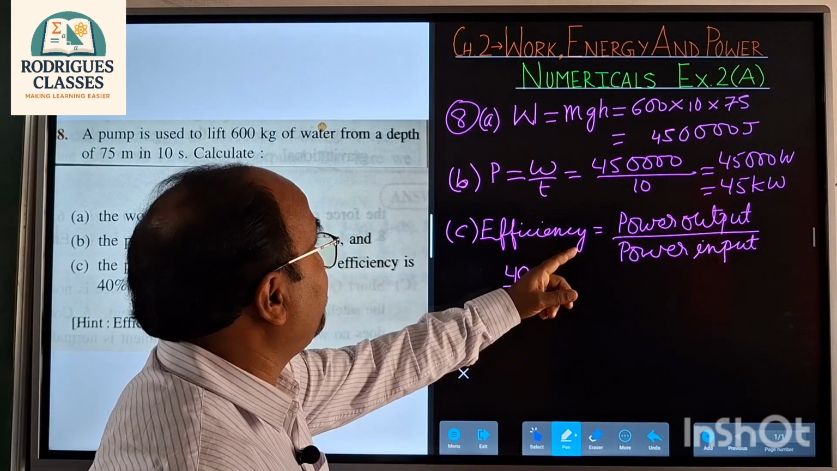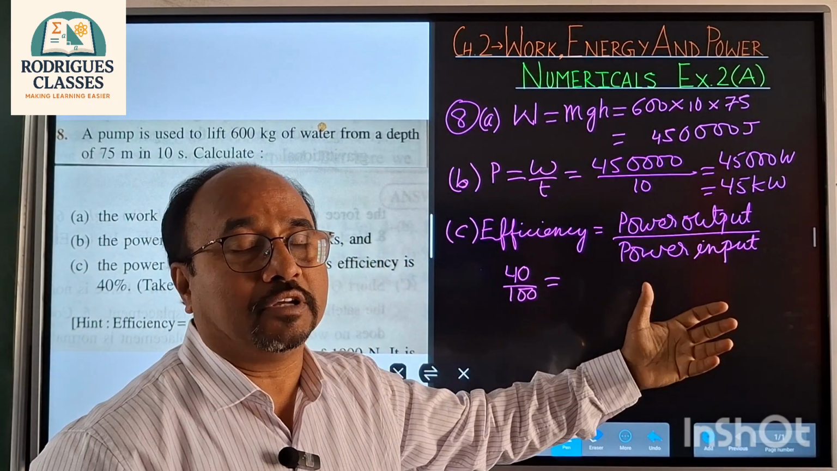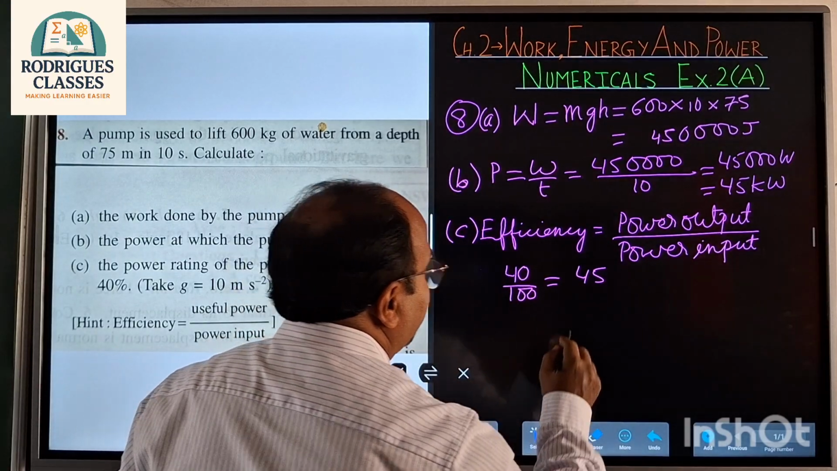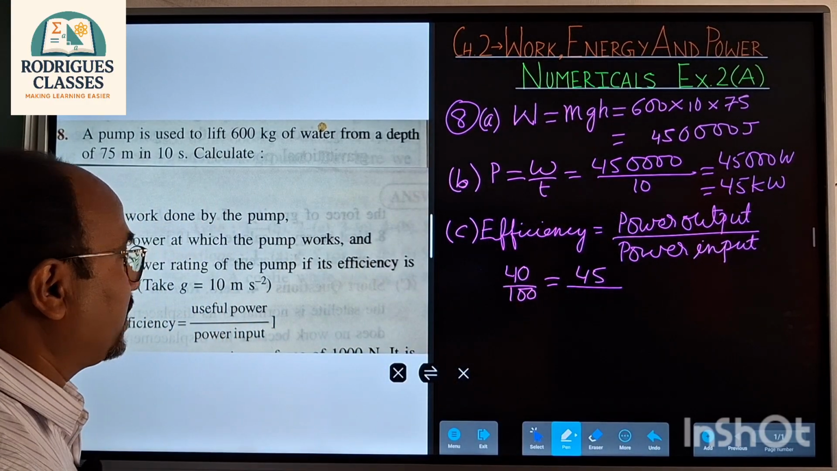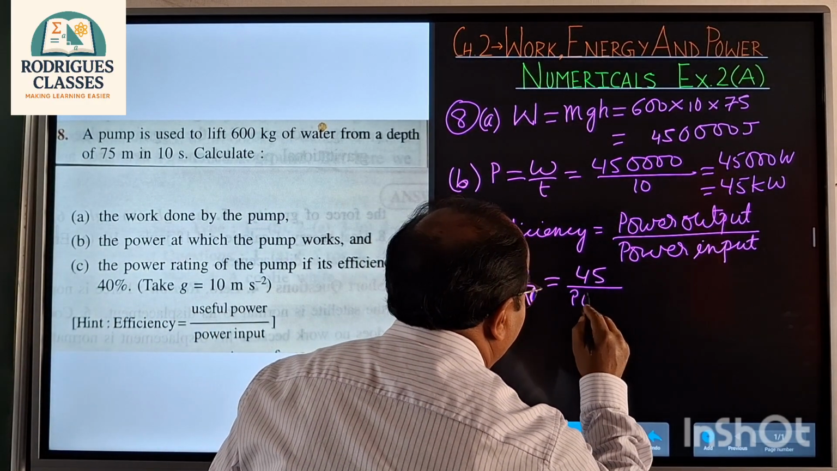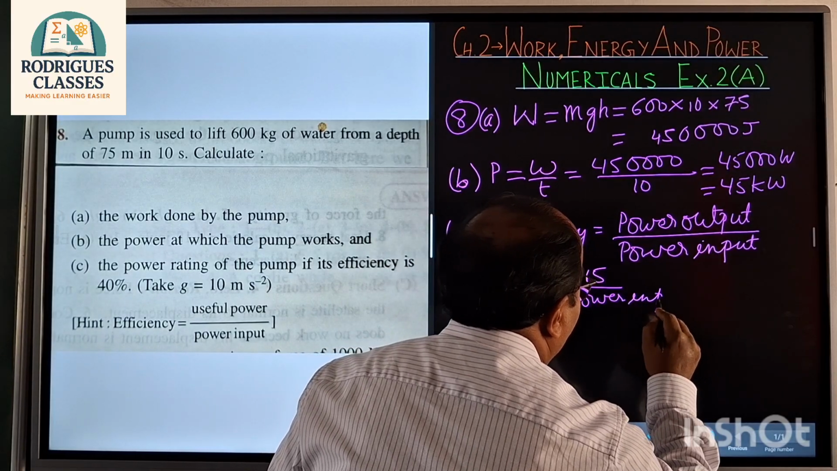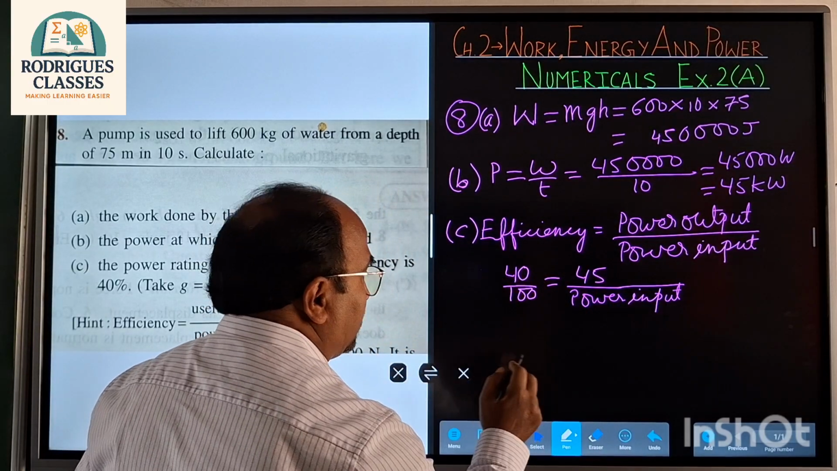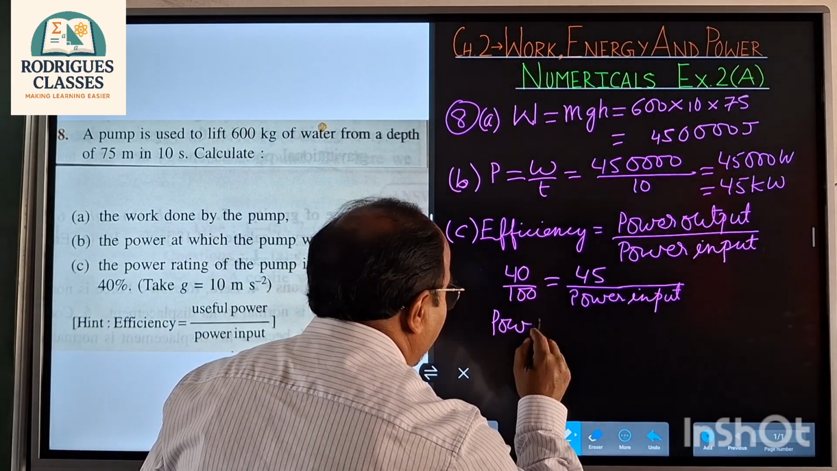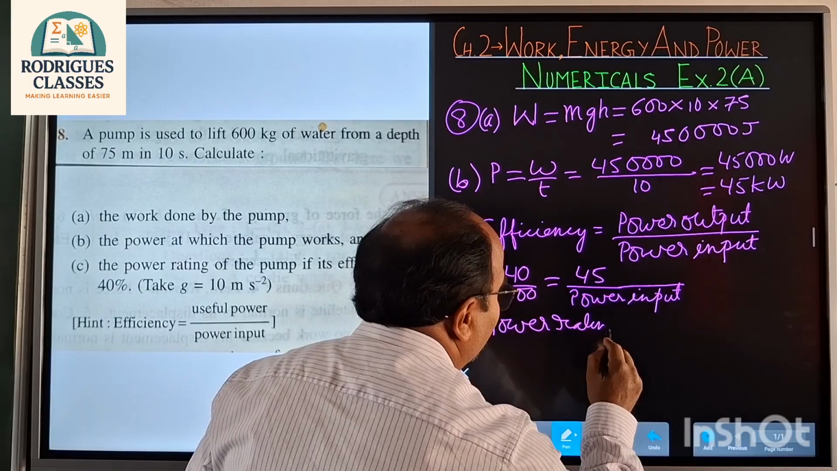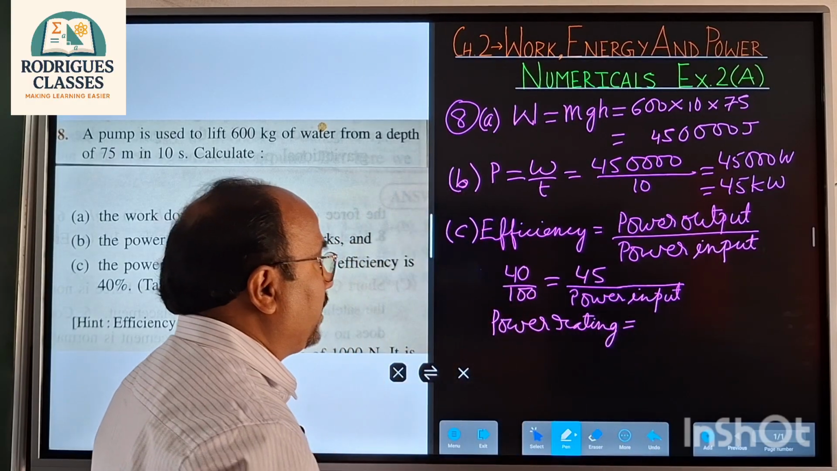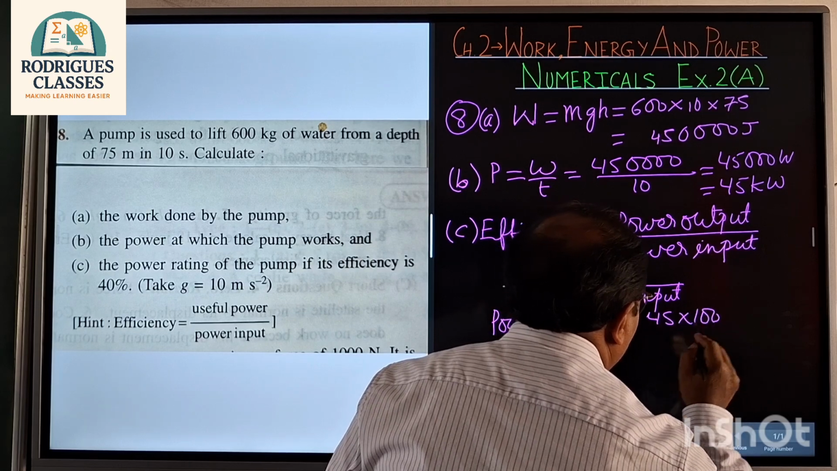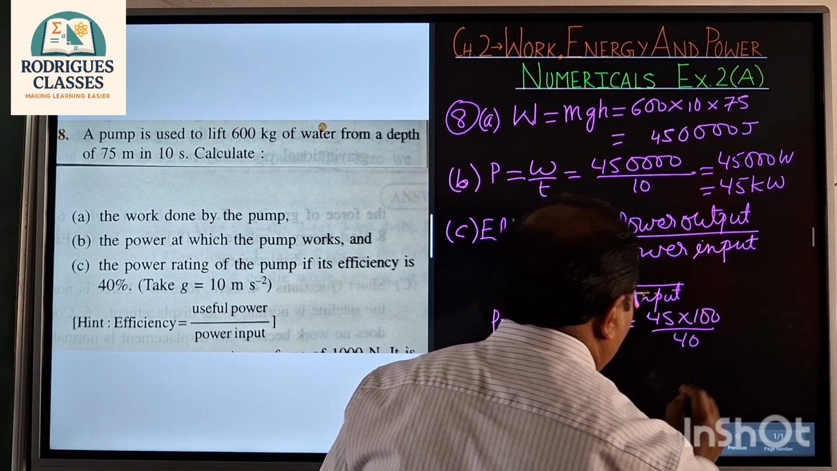While doing the numerical, we have got what power the pump is giving us. So that becomes the power output. Here it is 45 and the power rating is our power input. So currently I am writing it as power input. So this power input will come here. Now I am just putting it as power rating because that is the word used over here to find out. So I will get it as 45 into 100 by 40.